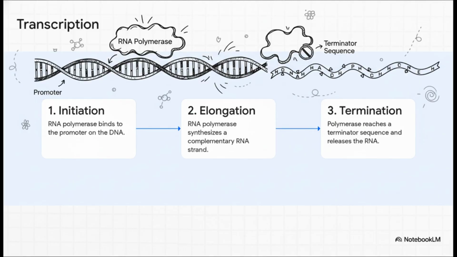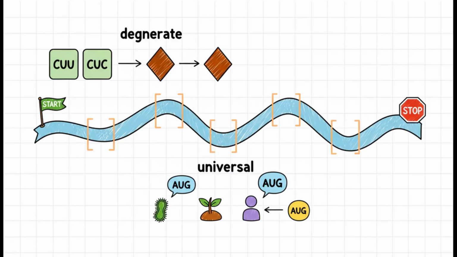It literally moves along the DNA, unwinds a little piece of it, and builds a matching RNA copy. Except it uses a base called uracil, or U, instead of T. When it hits a terminator sequence, it lets go, and you have your finished message. This mRNA now has the genetic code, and it's read in 3-letter words we call codons.